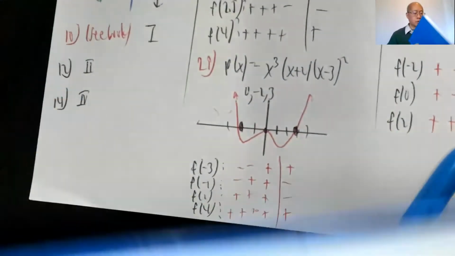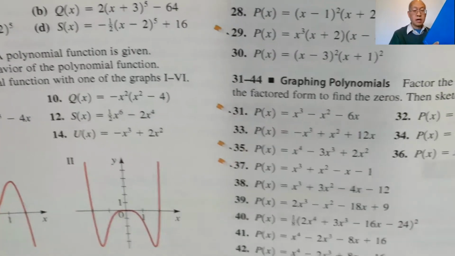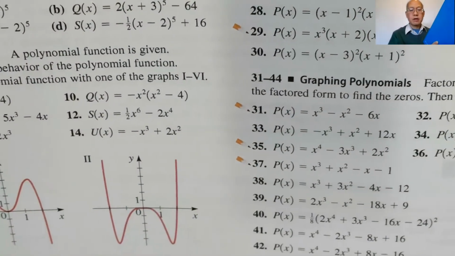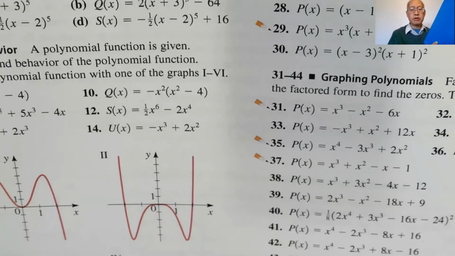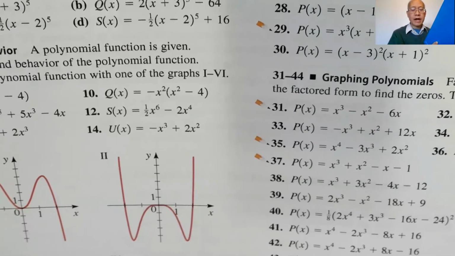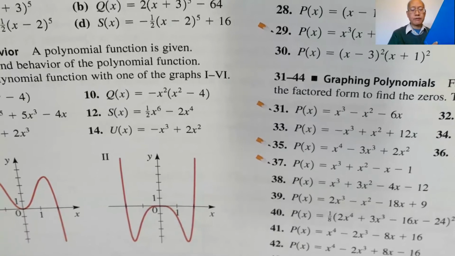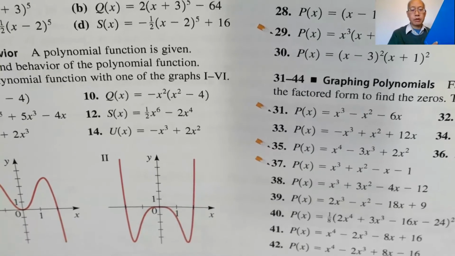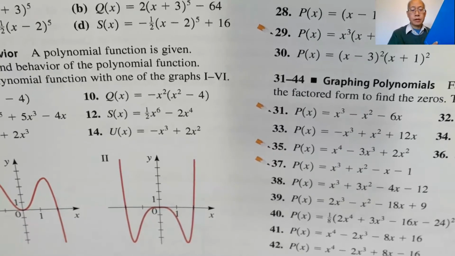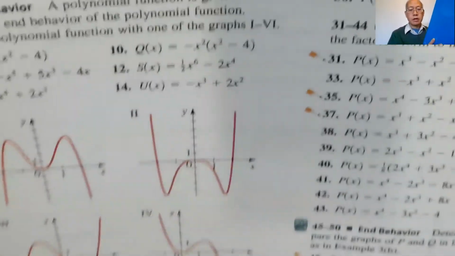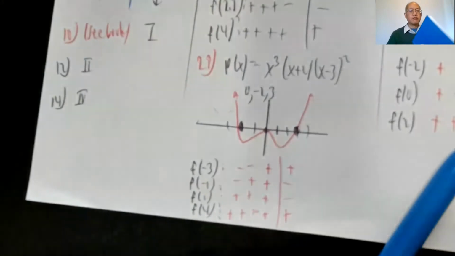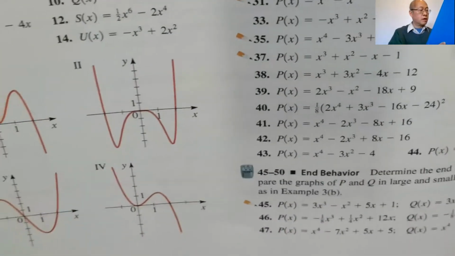Okay, 12 is Roman numeral 2. Okay, so end behavior, when x gets big, both x and negative x, positive and negative infinity, the y values get super big. Okay, so that's that one. Then 14 is Roman numeral 4, it looks like.